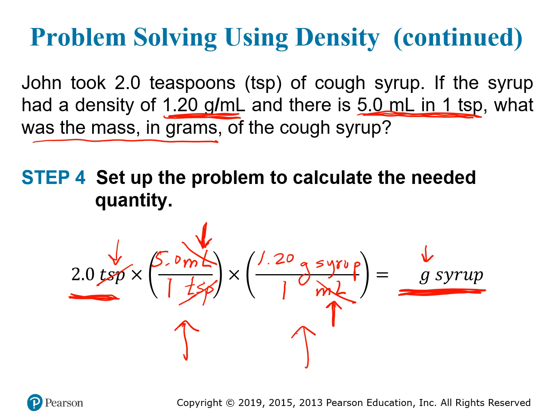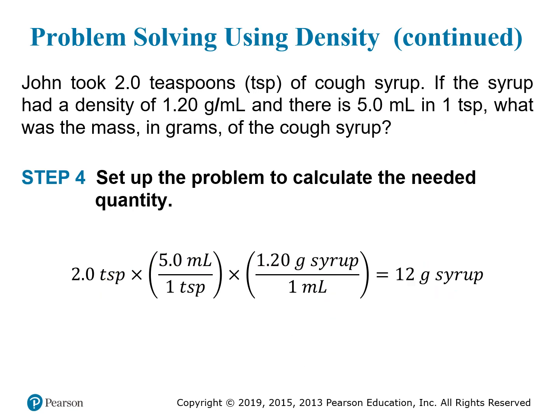Well, am I supposed to divide or am I supposed to multiply? The fact is, I never remember it that way. And when students ask me that, I actually can't answer it right away because I have to set it up this way to make the units work out. So once we have this, then we can just do the math, right? 2.0 times 5.0 divided by 1 times 1.0 divided by 1 gives us 12 grams of syrup. So the answer to this question is that 2 teaspoons of cough syrup weighs 12 grams.